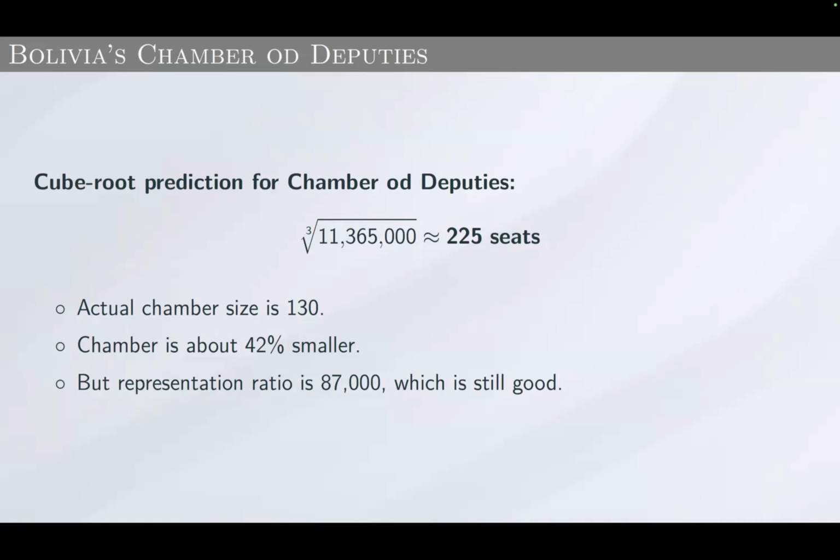But still, even with 130 seats, your number of people per representative is about 87,000, which is still good compared to almost 10 times that for the United States. This is actually still a good ratio. So those are just some of the things I wanted to throw out there.